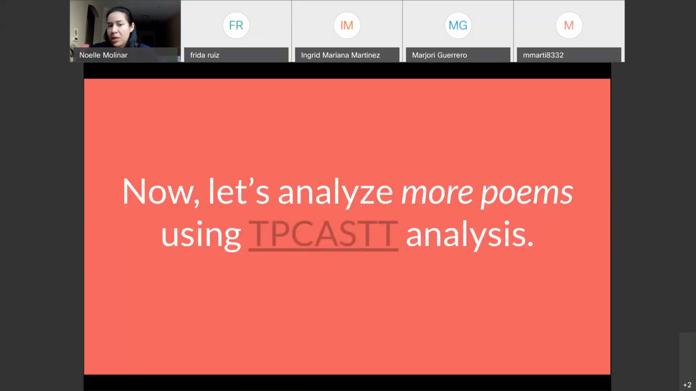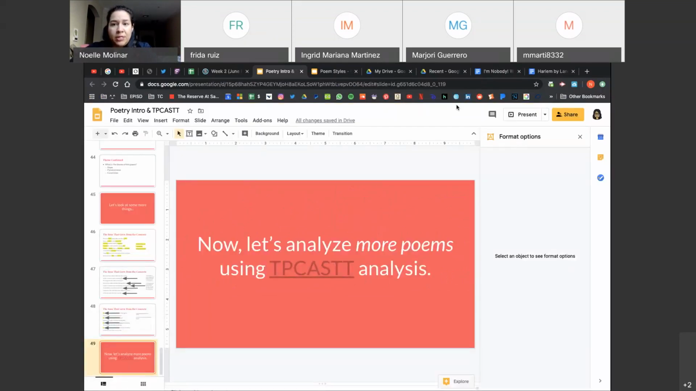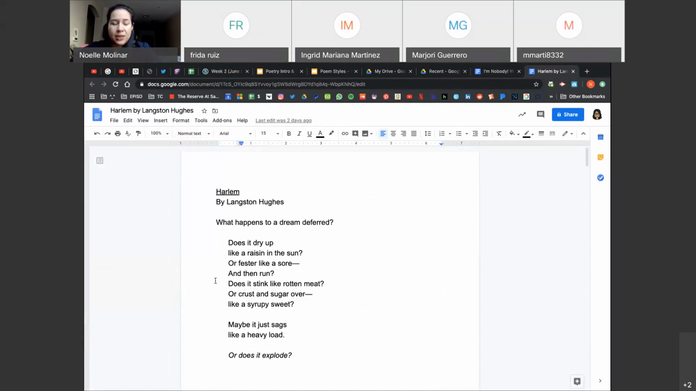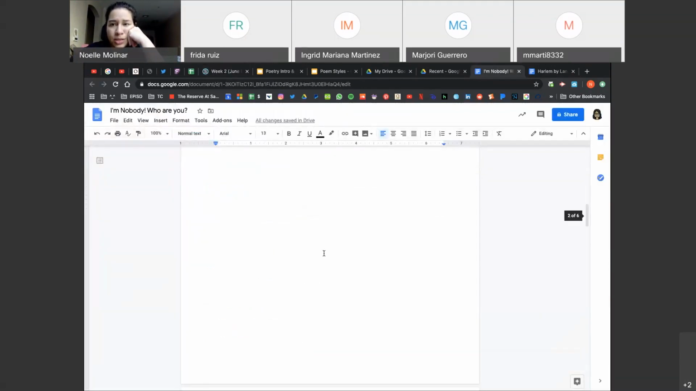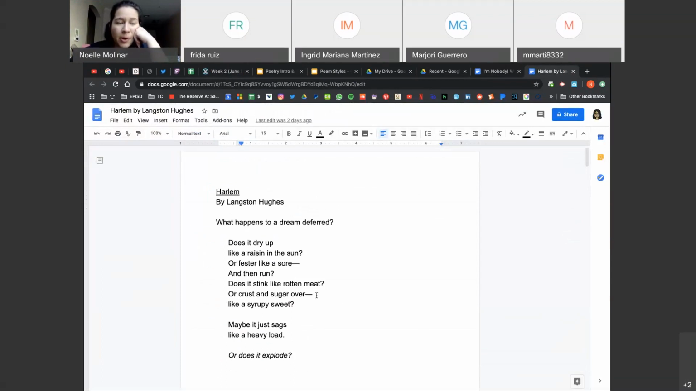So I want us to look at some poems I have started that we're going to look at. I'm going to start with this one that I started. So I'm going to do a TP-Cast analysis with you right now. You can also go into your week 2. I put pictures of, I made a big poster, so it's a little easier to read, but you can follow along with my Google Doc as well. So this should give you an example of what you need to do when you analyze a poem.